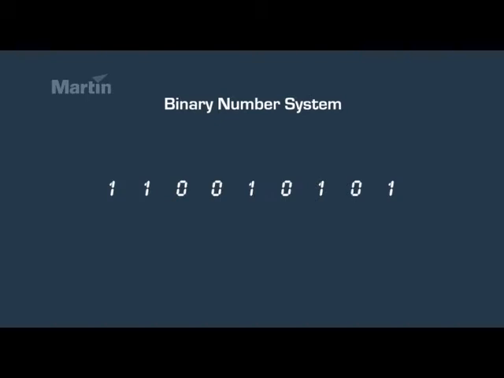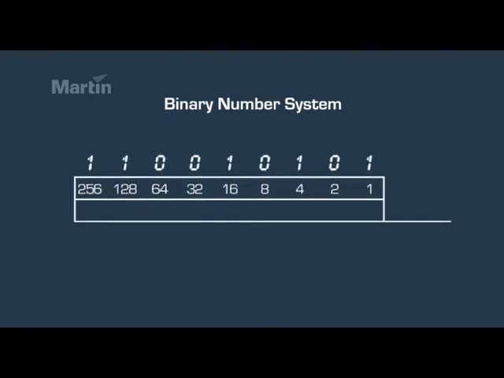Every digit in the binary number has an equivalent number in the normal number system. To calculate the value of this binary number, all we have to do is add together those normal values where there is a 1. In our case, that means 256, 128, 16, 4, and finally 1. Add them together and you get 405.